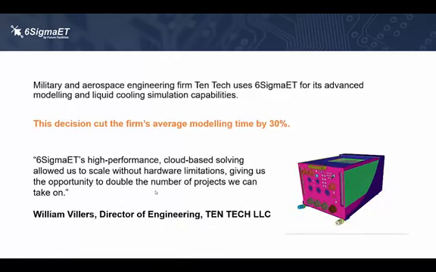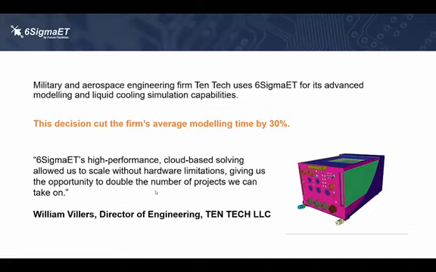Another company that switched to 6 Sigma ET is a company called Tentec, who are a military and aerospace engineering firm. They do a lot of work in the aerospace industry, including a lot of work with liquid cooling. And like Rohde & Schwarz, who had massive efficiency gains by switching to 6 Sigma ET, Tentec also had drops of up to 30% as well.